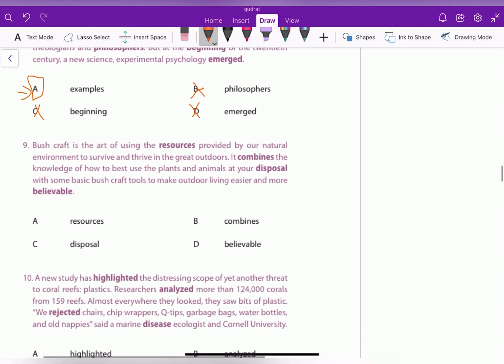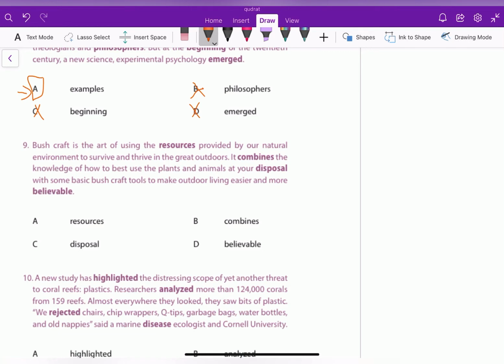Okay, so let's move on to question number 9. Question number 9 says, bushcraft is the art of using the resources provided by our natural environment to survive and thrive in the great outdoors, and combines the knowledge of how to best use the plants and animals at your disposal with some basic bushcraft tools to make an outdoor living easier and more believable.